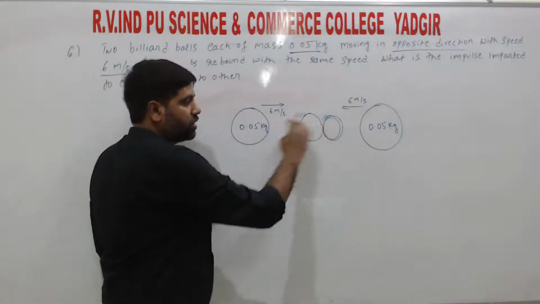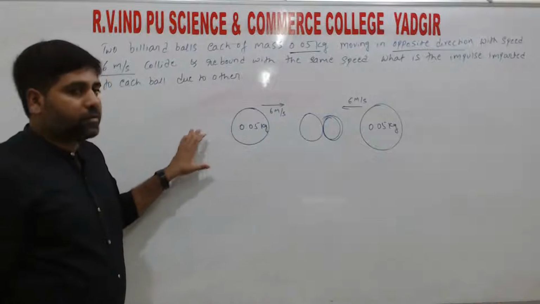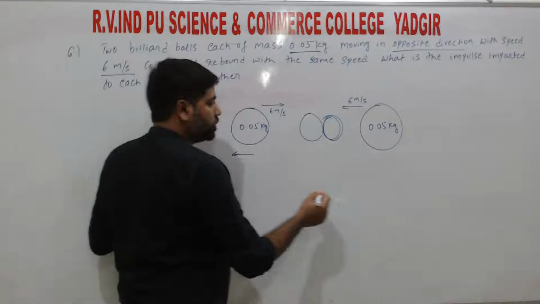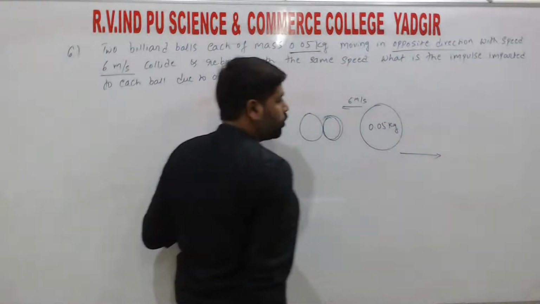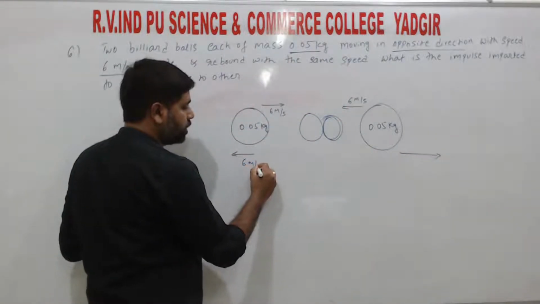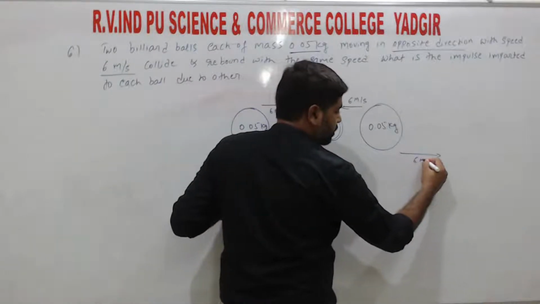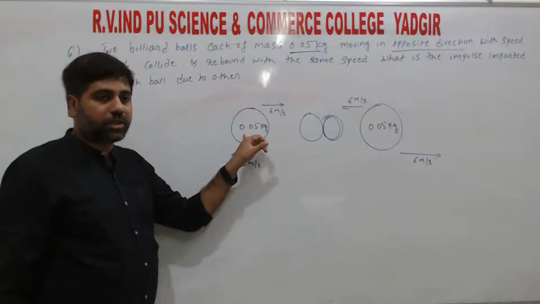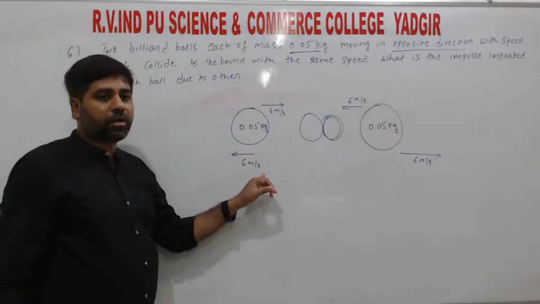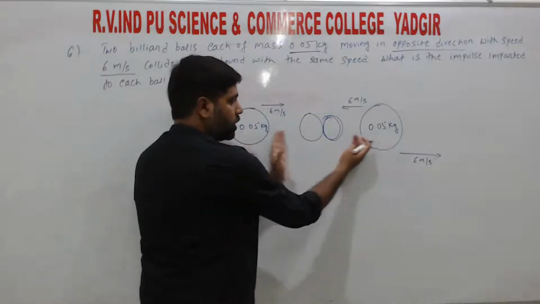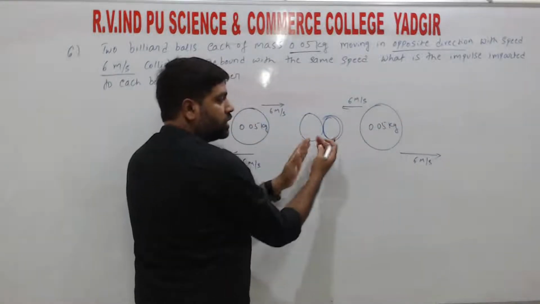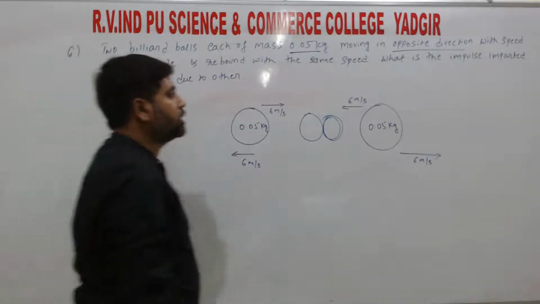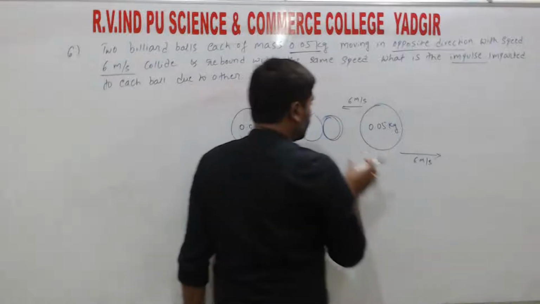Since the two have the same masses, they will be the same size, right? So after collision these two will again move with the same speed in the opposite direction, that is 6 meter per second and here it is 6 meter per second. During collision masses also do not change, and in the given condition the velocity is also the same. So the two billiard balls come, collide, and rebound, moving in the opposite direction with the same speed. Here we need to find the impulse imparted during the collision.